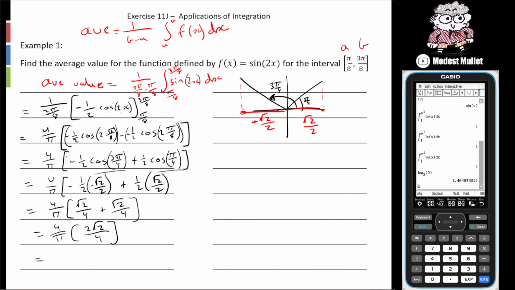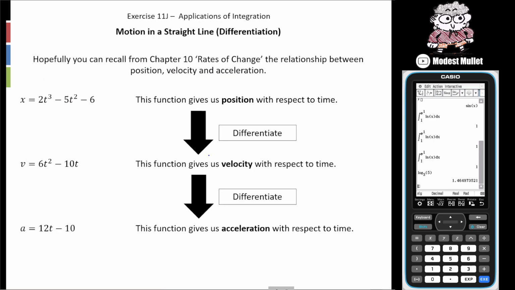So we're going to get 4 on pi at 2 root 2 on 4. And I'm going to then cancel that with that. So we finally get 2 root 2 on pi. So that's our average value between those two terminals. So the only bit of integration is, well, our normal substitute, doing our integration and then substituting in our terminals. The rest of it is actually calling on other topics with solving circular functions. But there's an example of using that average rule.